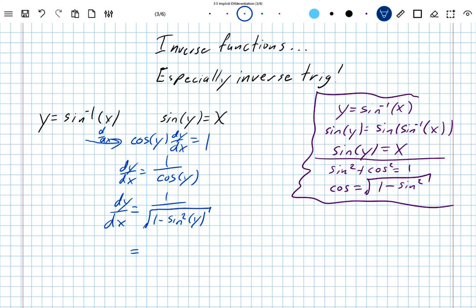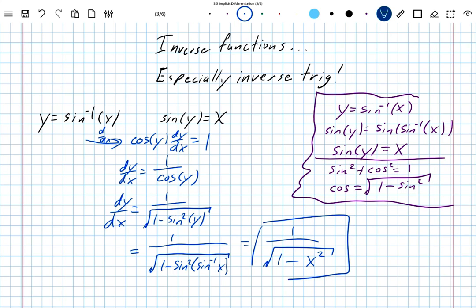And that's exactly what's going to happen right now. Let's get these to cancel. I'm going to replace that y with sine inverse of x. Now I have a sine squared of sine inverse of x. Remember that sine squared is just sine of whatever's inside, all squared. So this becomes our final answer, 1 over the square root of 1 minus x squared, because of that sine squared. That's it. That is our amazing derivative of sine inverse.